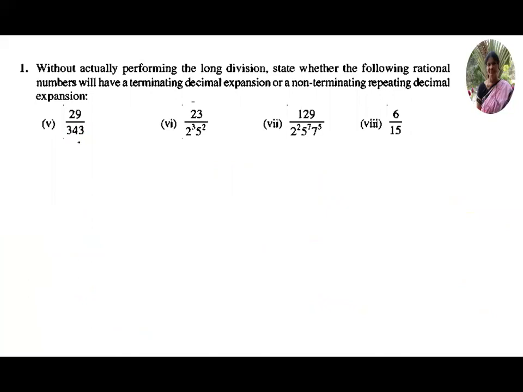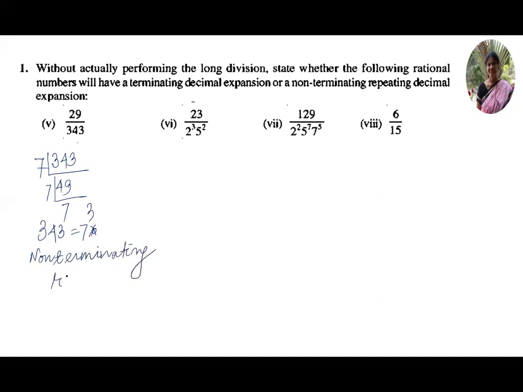Now 29 upon 343, fifth part. So 343, its factor is only 7. So 343 is equal to 7 power 3. So what will be your conclusion? It will be non-terminating, repeating.